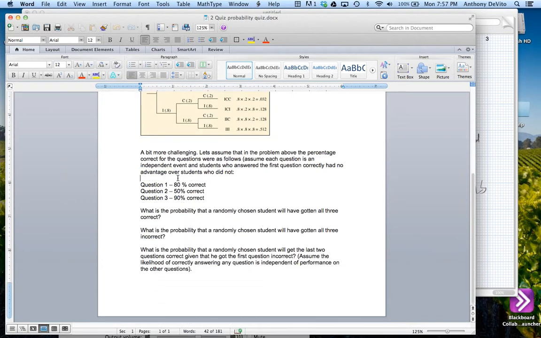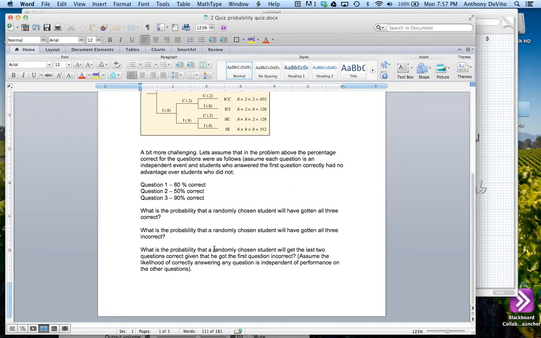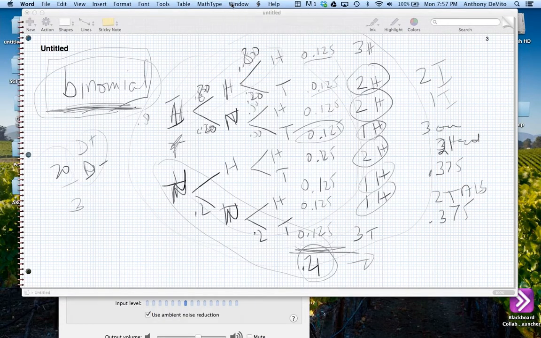If you want to play with this later on as an exercise, you can make it a little more challenging. Say the probability that students get the first question right is 80%, the second question correct is 50%, and the third question is 90%. You can alter this table and see how knowing the rate at which they get these questions right might affect the outcomes. Okay, so I'm going to move on.